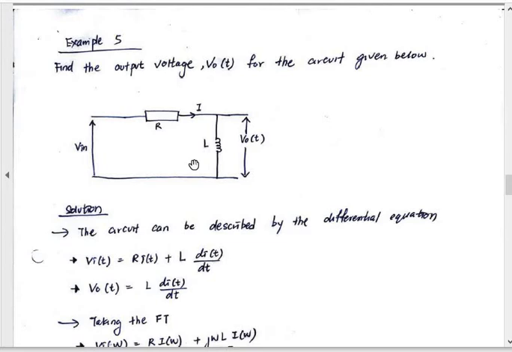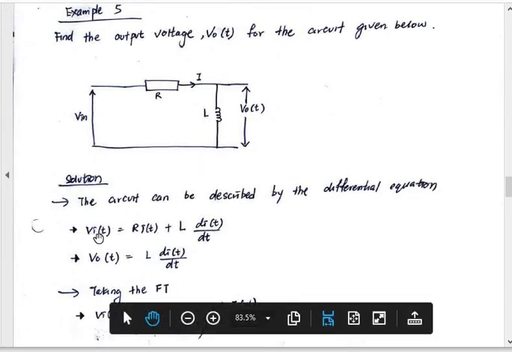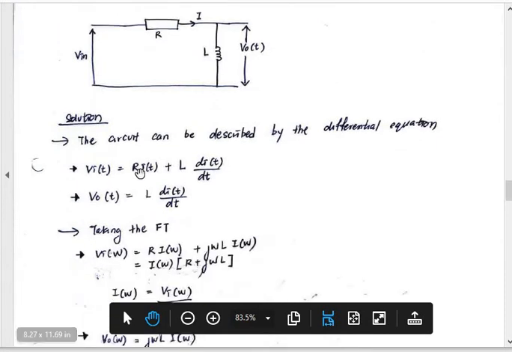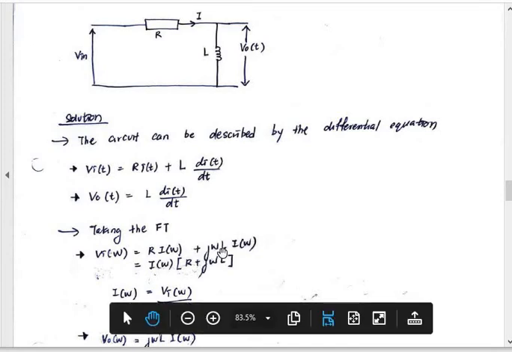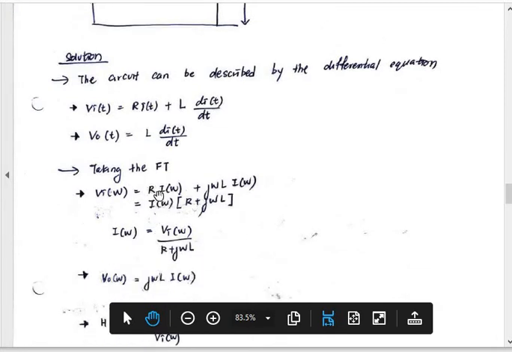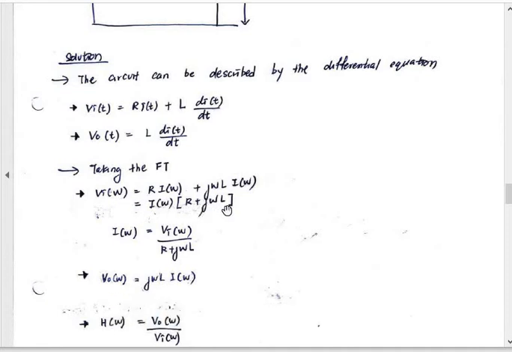Taking the Fourier transform, V in(t) changes to V in(omega), R i(t) changes to R I(omega), that is in the frequency domain, and L di(t) over dt. This one is a differential, so you get j omega, right? So j omega L I(omega). You take out the I(omega), you have left the R and the j omega L. So I(omega) is actually V in(omega) divided by R plus j omega L.